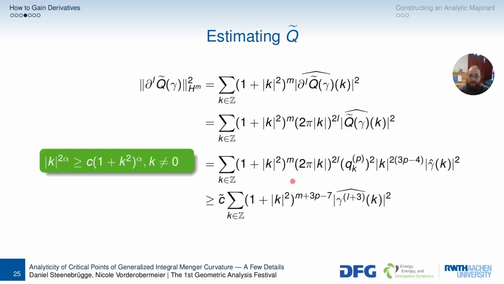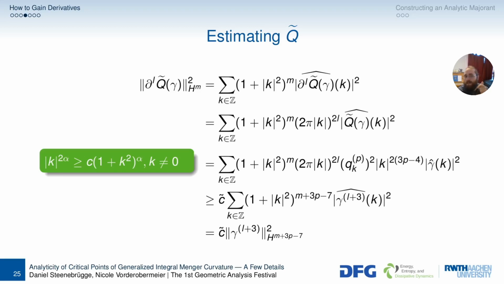And then we can simplify this one to that one, and this is really just the Sobolev norm of gamma with the L plus third derivative of gamma. But not the Hm norm, but the H to the m plus 3p minus 7, which is a bit more than the Hm norm. Okay, this takes care of the first inequality I showed on this one slide about getting derivatives.